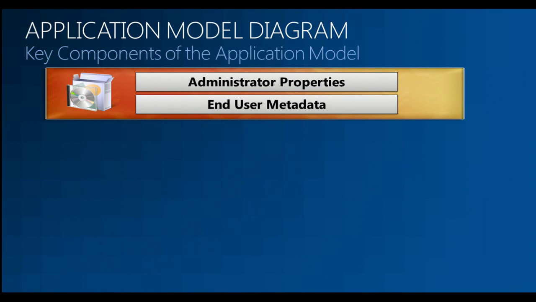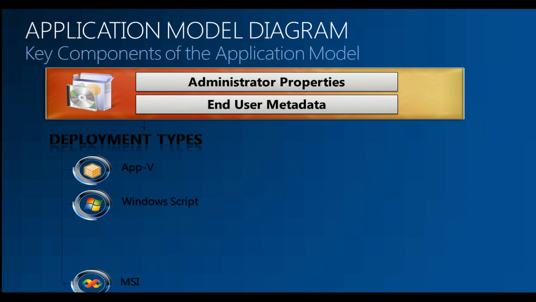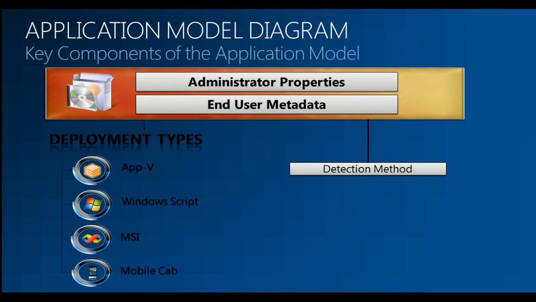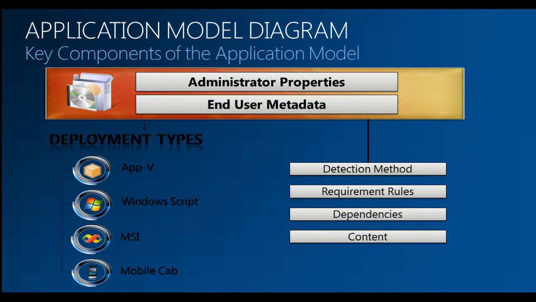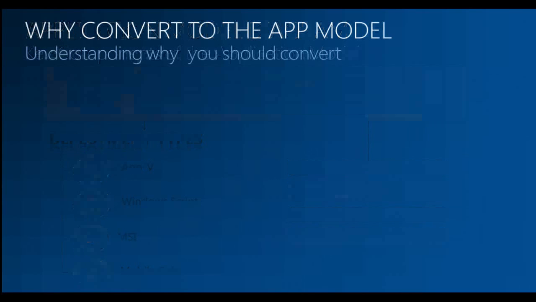So, key components of the application model. The application is basically metadata, right? You create an application in Configuration Manager 2012, which means you create metadata that defines what that app is and what makes it up. Here are its components. There are deployment types, so you can have App-V, Windows script, MSI, or a mobile .cab file. And then you provide additional metadata around detection method, requirement rules, dependencies, and content. The actual physical bits are the last thing.